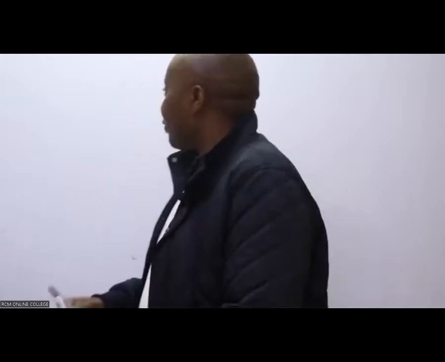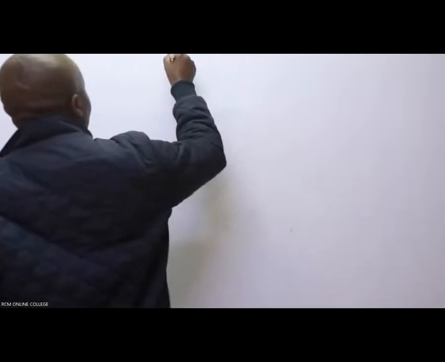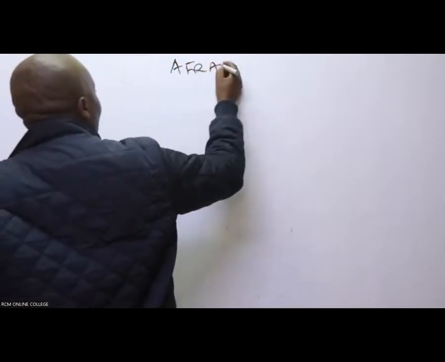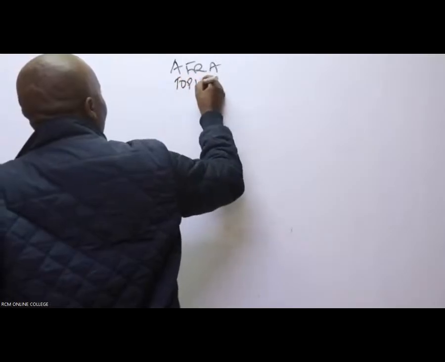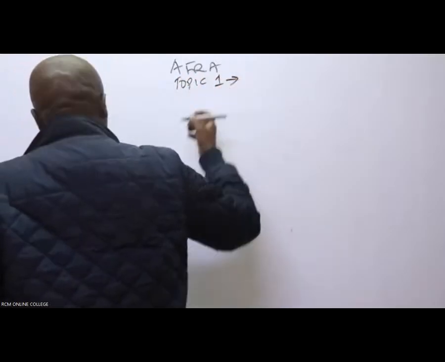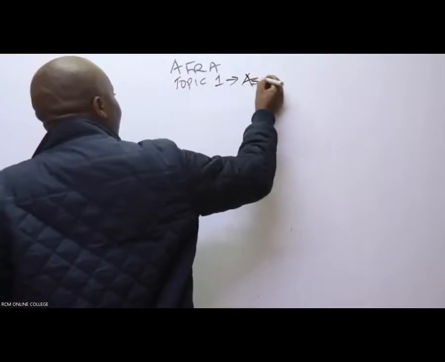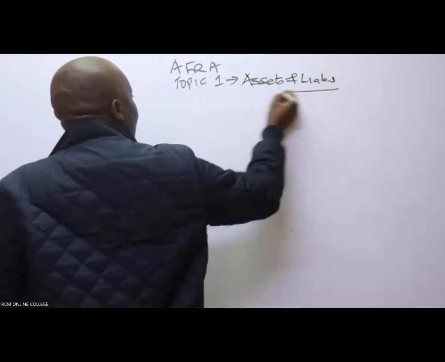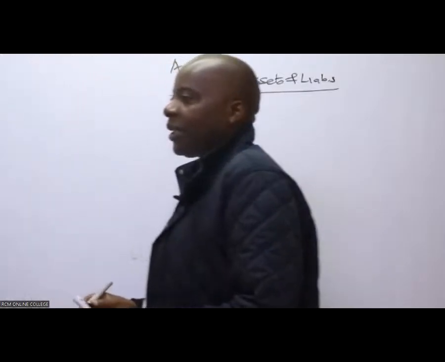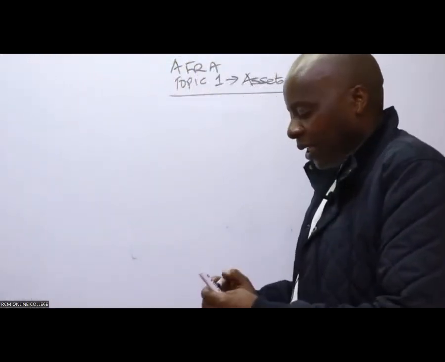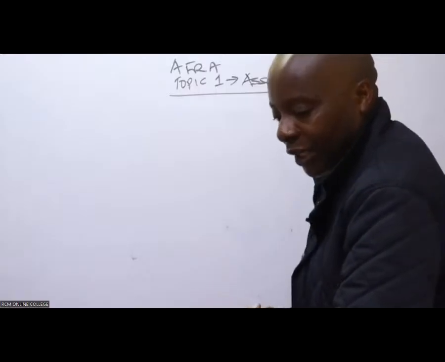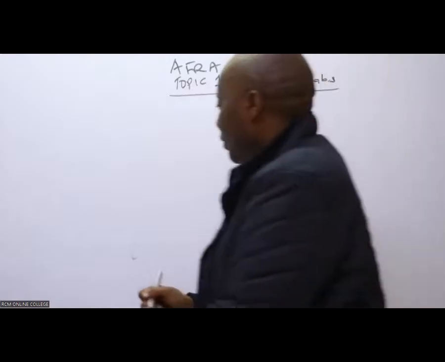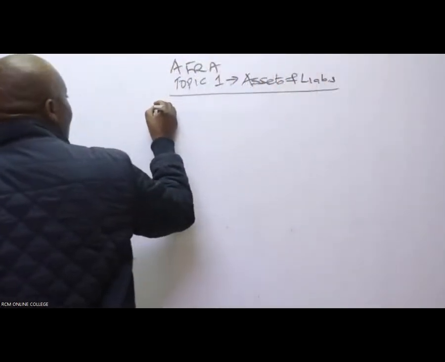Number one, that is advanced financial reporting and analysis. Topic one is assets and liabilities. I will start right away with the first item, which is IFRS 2.